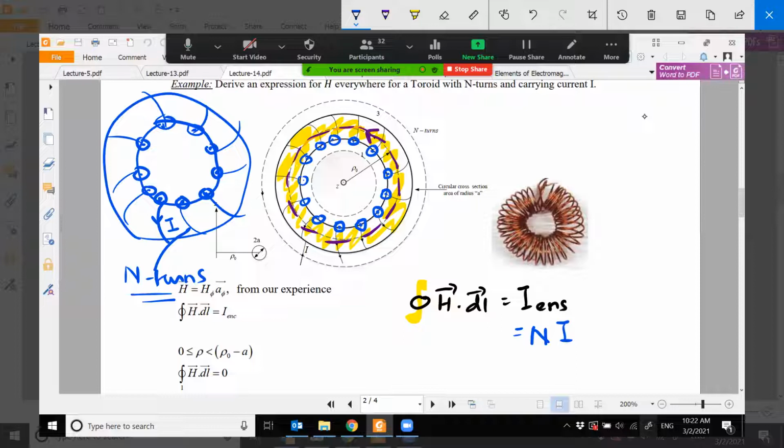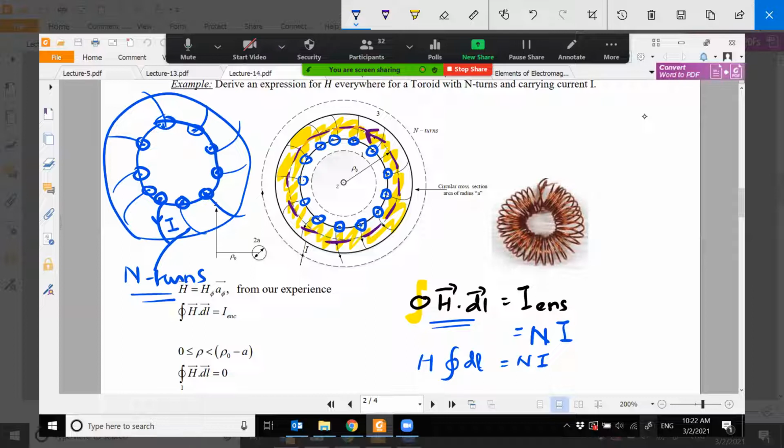Okay. Now we know it very well. The direction of dl and the direction of H are the same. So this closed line integral, I can just replace it with H. Closed line integral of dl is equal to NI.